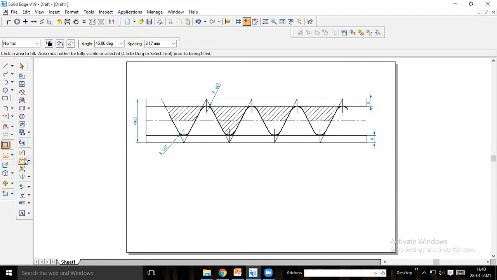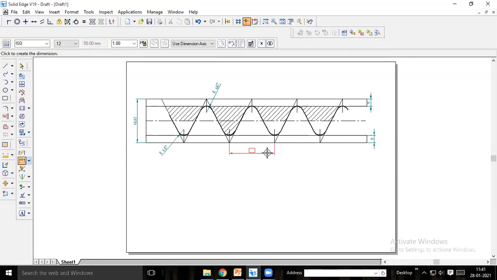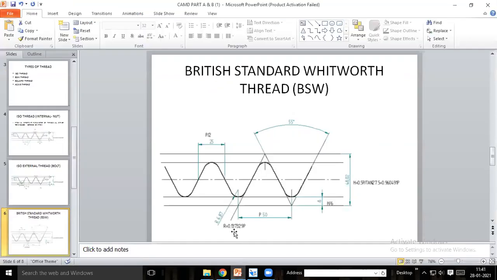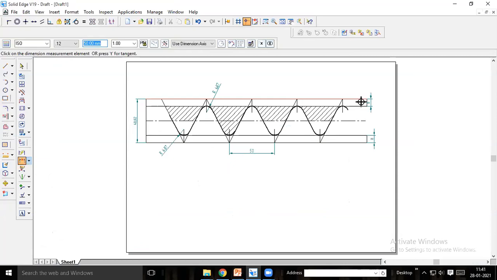So if you measure the distance between two consecutive crest values from here to here, it will be 50. Pitch value is 50. Is it clear? So the formula you need to remember is the H formula, 0.5 times P divided by tan alpha, and the radius formula 0.137329 P. Okay, here in BSW. Here in ISO it is different. BSW formulas are different. And here you have to take H by 6 on either side. H by 6, H by 6.